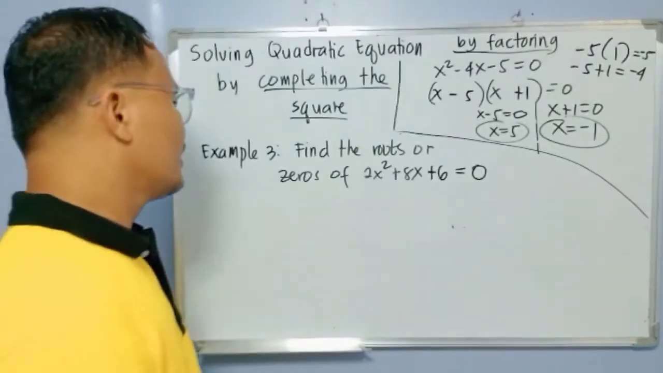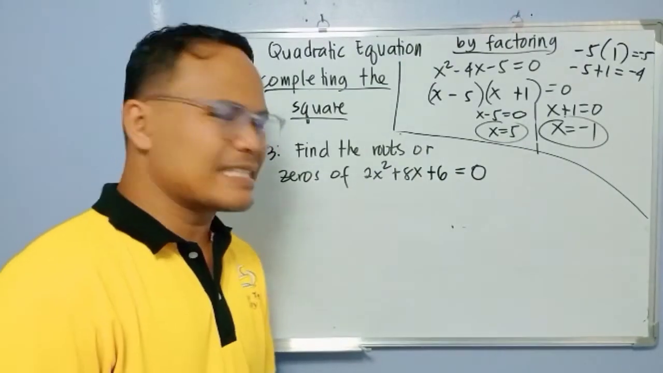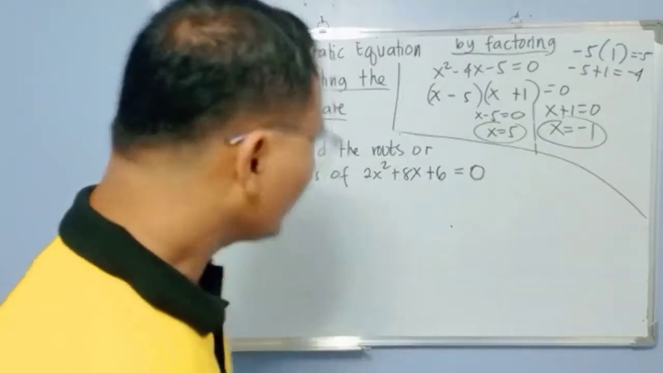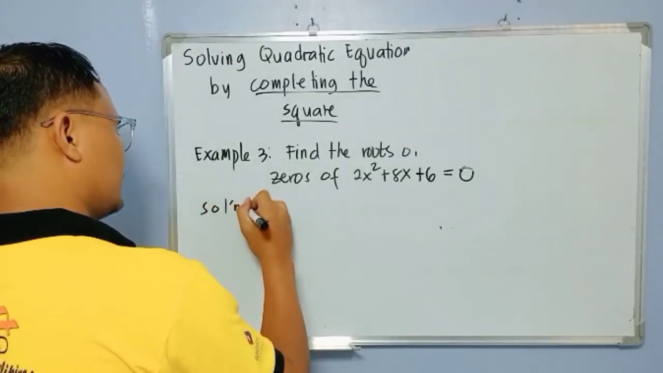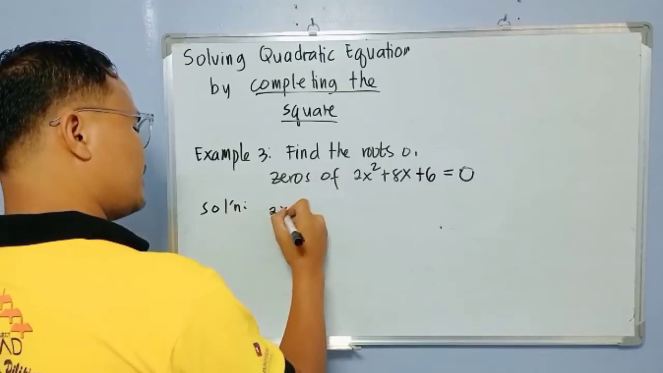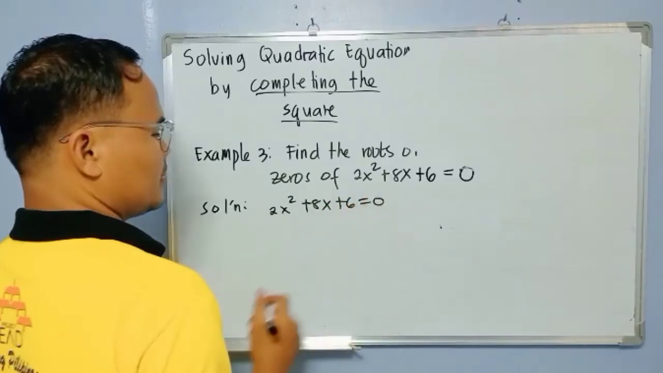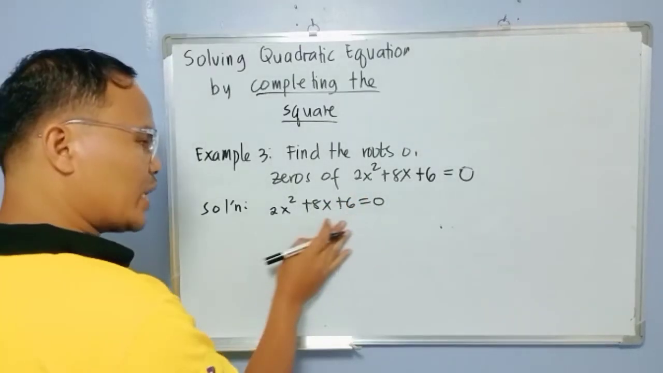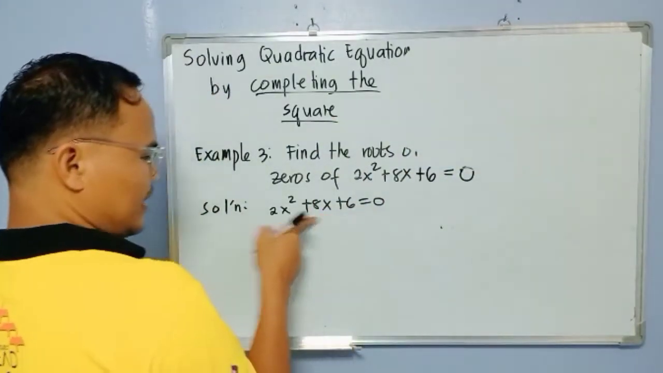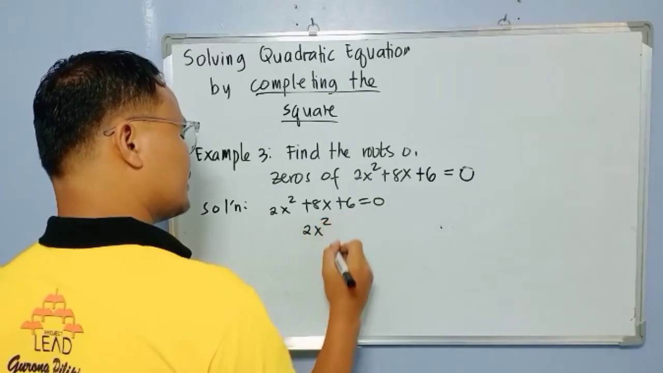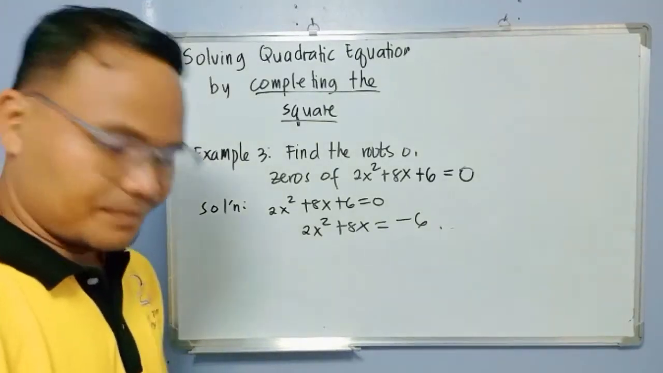Example number 3. Find the roots or zeros of 2x squared plus 8x plus 6 equals 0 by using completing the square. Solution. Copy the equation 2x squared plus 8x plus 6 equals 0. Since it is written in standard form, we are going to transpose the constant term to the other side of the equal sign. So what is left is 2x squared plus 8x equals negative 6.